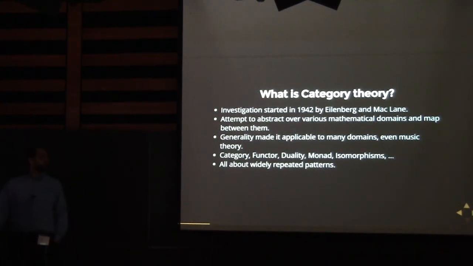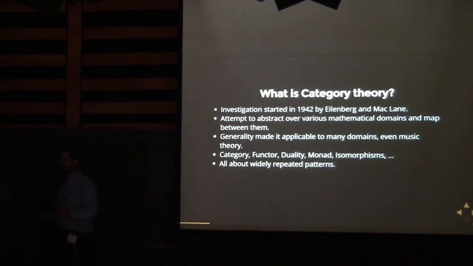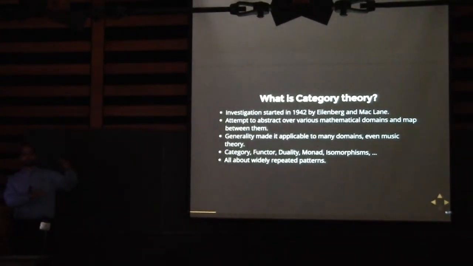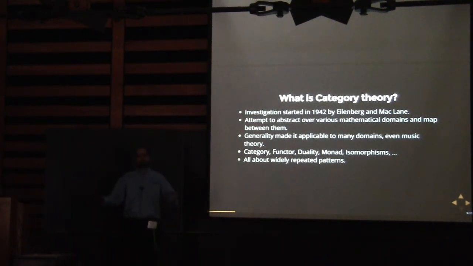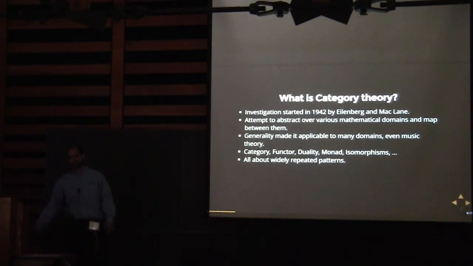All of you? Okay. So an investigation was started in 1942, this is really old, by Eilenberg and Mac Lane. The idea behind category theory was to abstract over the various mathematical domains and map between them. If some of you have taken advanced algebra courses, or maybe even seen this in high school, you start with a core set of axioms. You guys have seen what that is? You start with a core set of axioms and you try to build the whole math from those axioms. There are different sets of axioms that you can use to build different mathematical categories, so to speak. And the idea was to try to generalize over all these different ways of mathematically looking at things. That's what category theory was about.